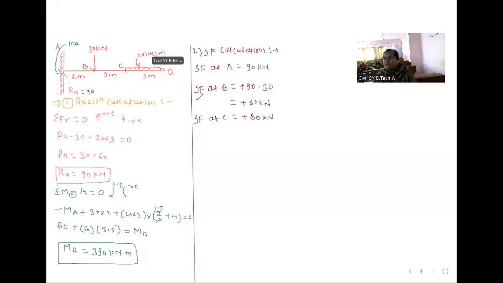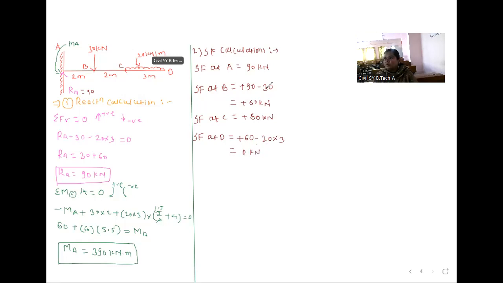After that, we will calculate shear force at D. So shear force at D, which is equal to, up to C point, shear force is plus 60. And in between C to D, downward force is there. So minus 20 into, you have to convert this UDL to point load, so 3, which is equal to plus 60 minus 60 is 0 kilonewton. So these are the shear force calculations.